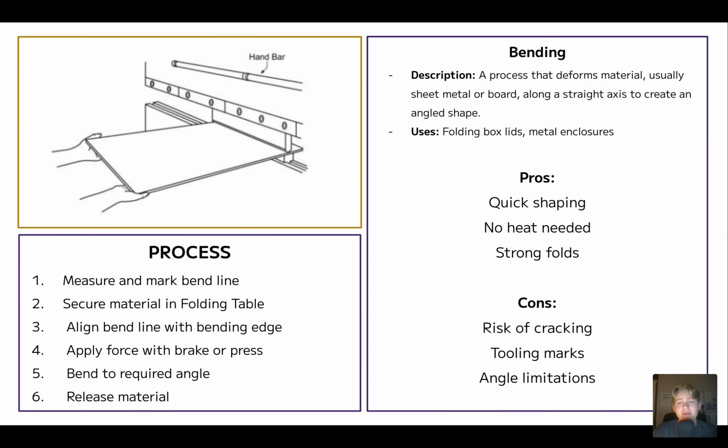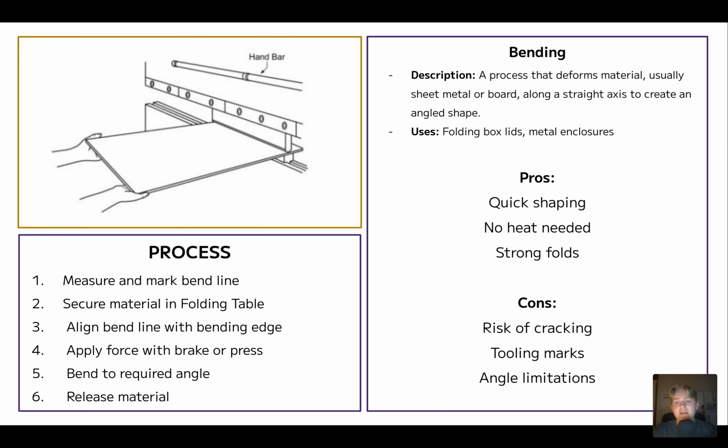Next, we're going to look at the bending process. That can best be described as a process that deforms a material, usually a sheet of metal or, in this case, board, along a straight axis to create an angled shape. The uses of this could be for folding box lids or metal enclosures.